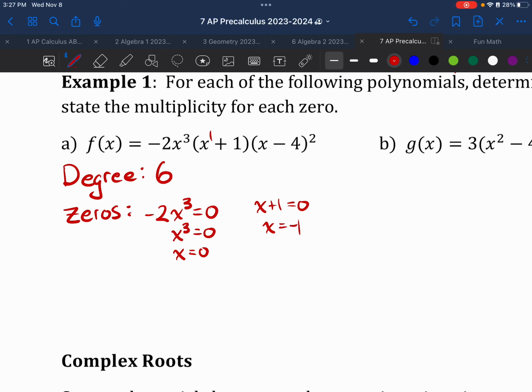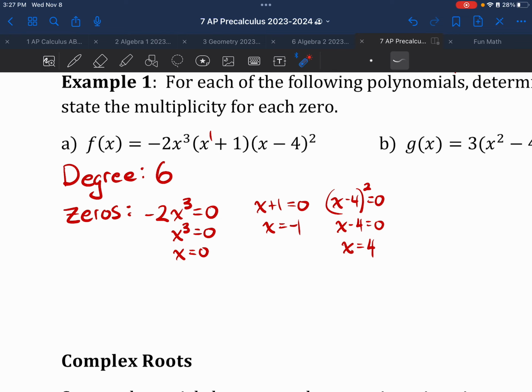And finally, I'm going to have x minus 4 quantity squared set equal to 0. I'm going to square root both sides, which will cancel out that square, and I'm left with x minus 4 is equal to 0. From there, I can add 4 to both sides, and x is equal to 4. So these are all of the zeros. I have a 0, a -1, and a 4.